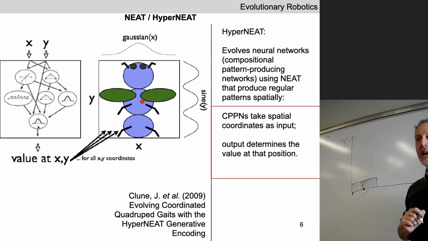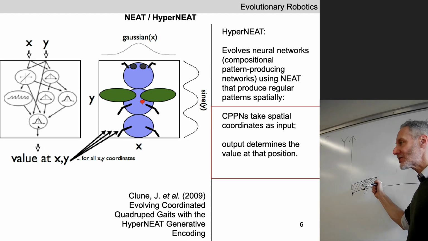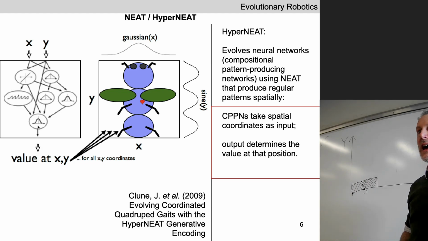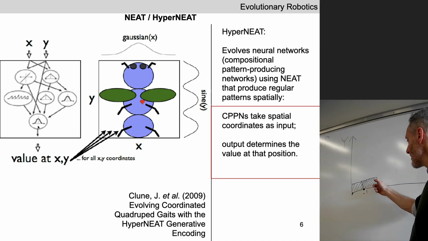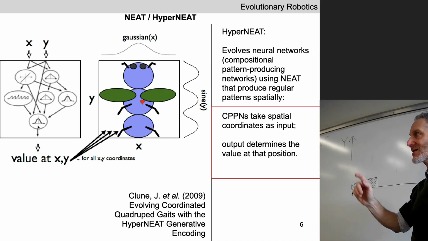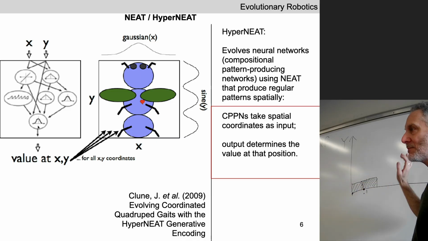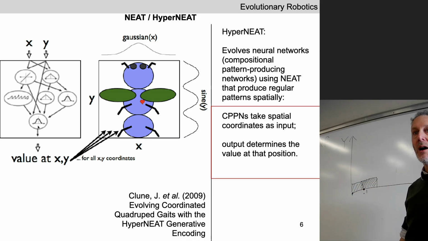The CPPN is telling me how much black to place at each point in this 2D canvas. And if we keep doing that, I keep taking the XY coordinates and plugging them into this one CPPN. That CPPN is going to paint a pattern across the canvas. So far, so good?